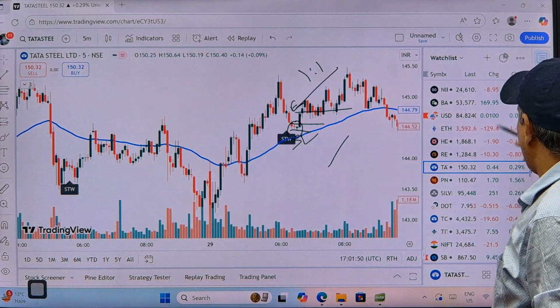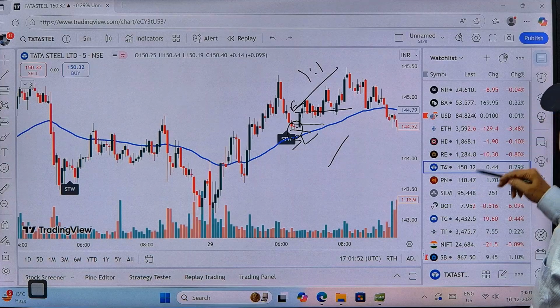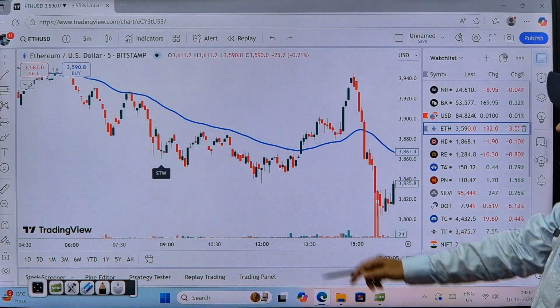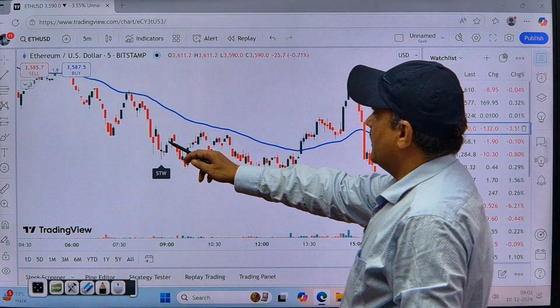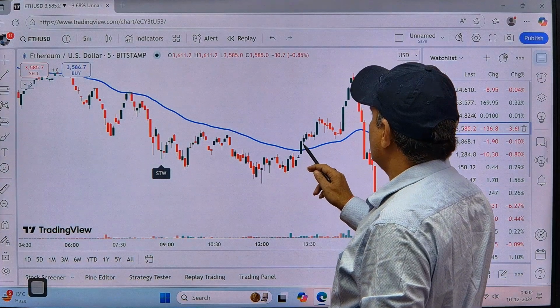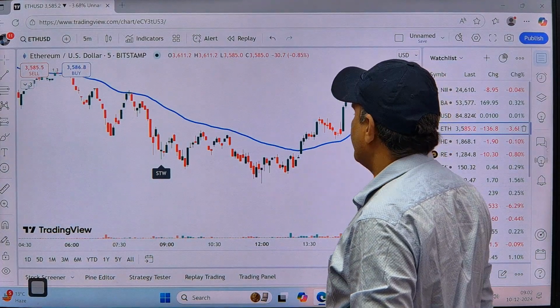Now we can find it in another stock also. ETH, Ethereum. We will see the spinning top here. We'll mark here. When the price closes, we are going to take the trade here.